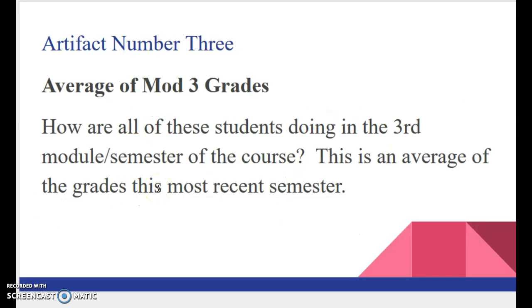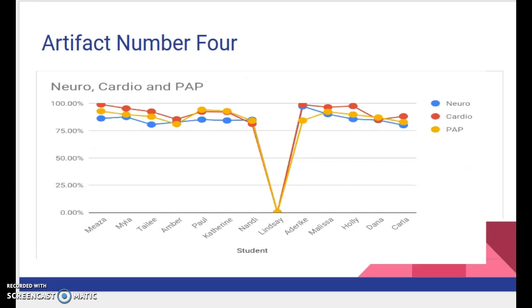Artifact number 3 is the average of all of last semester's grades. So how are all of these students doing in the 3rd module semester of the course? And this is an average grade in their most recent semester that they've completed. And here's a graph of this. And in looking at this graph, we kind of discussed a few questions. Out of the 3 classes, the class that seems to have the lowest grades is the neuro class. So we were kind of talking about what we think I could potentially do to bring that grade up.